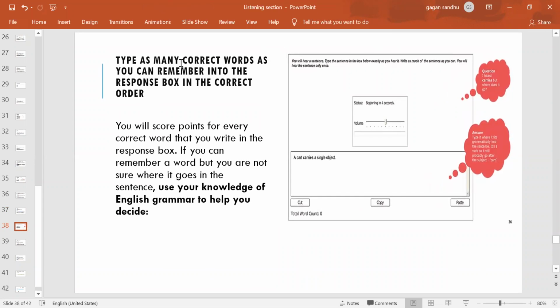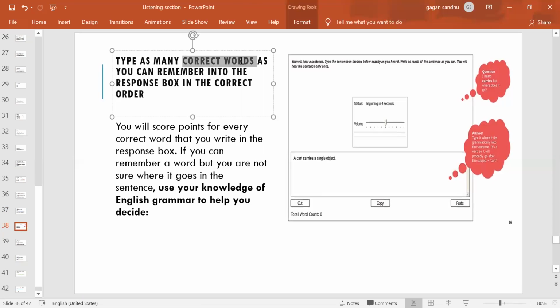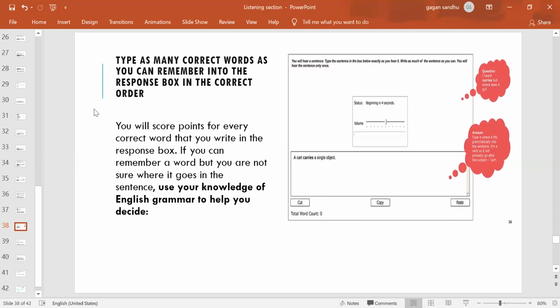So here, type as many correct words as you can remember, and focus on this one, correct words, into the response box in the correct order. So correct word and correct order will get you marks, right? You will score points for every correct word that you write in the response box. If you can remember a word but you are not sure where it goes, that you are not sure about the order, use your own knowledge of grammar to help you decide, right?